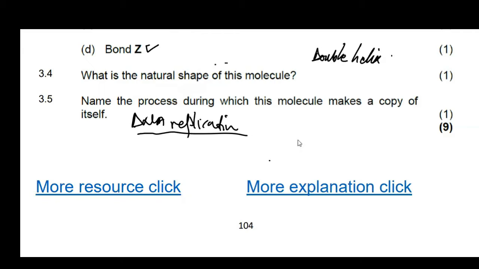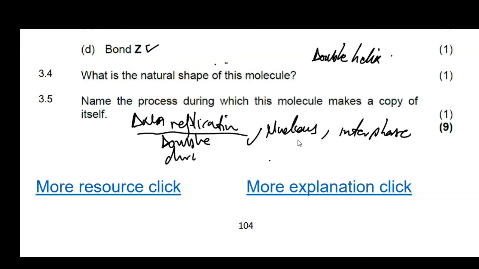Where does it occur? When you talk about where does it occur, then you talk about the nucleus. And then when does it occur? It occurs during interphase. Yes. And then why does it occur? We say that to double the chromosome number.